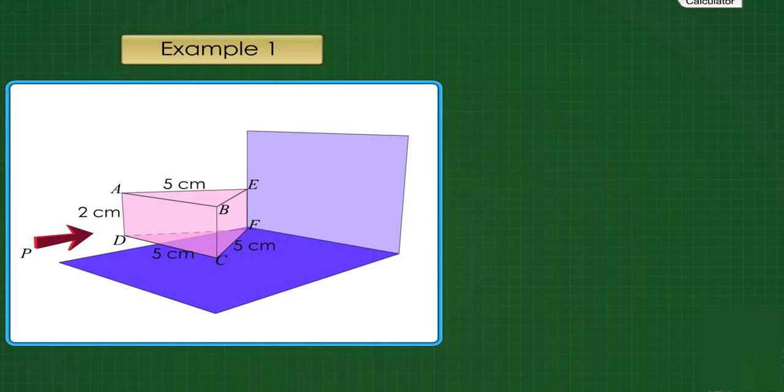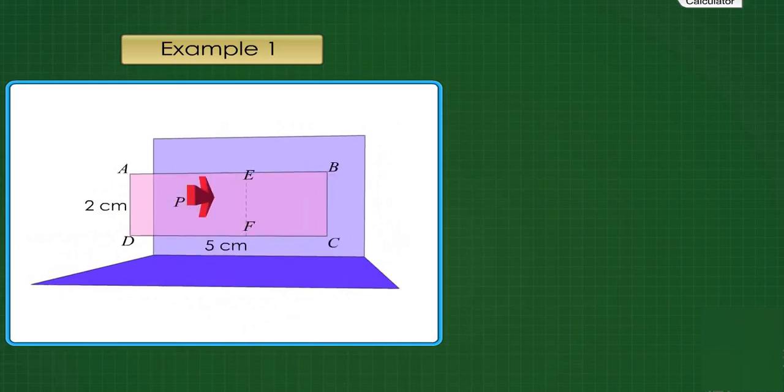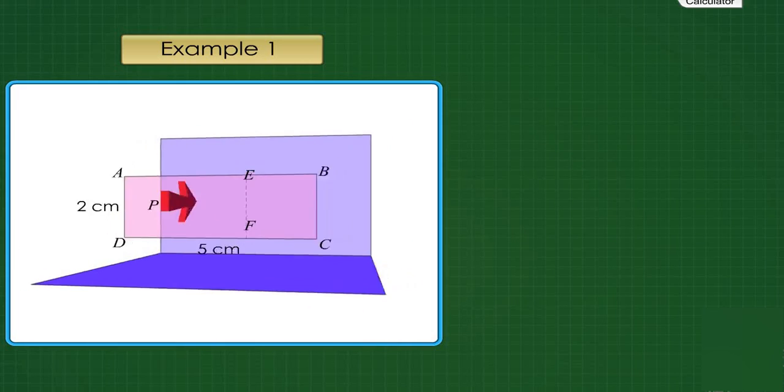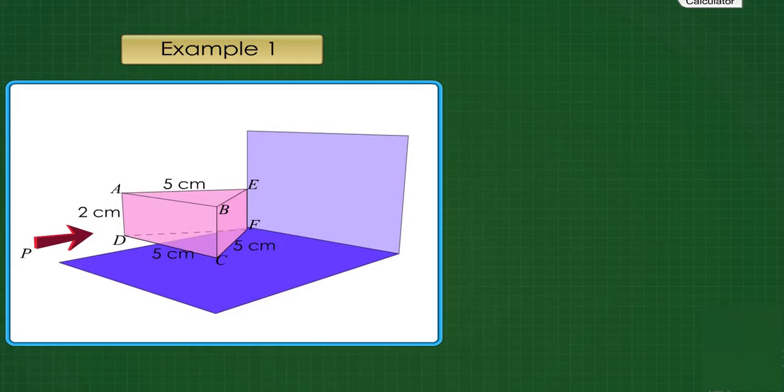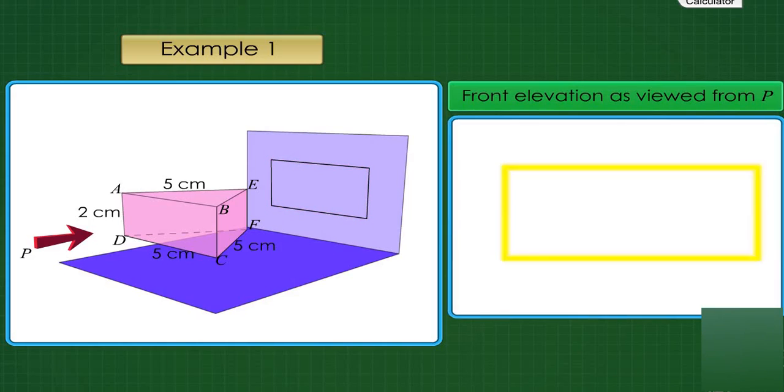Example 1. Draw the front elevation of the prism as viewed from P. First, we draw the orthogonal projection of the prism on the vertical plane as viewed from P. Then, we draw the hidden sides of the prism as viewed from P by using a dotted line.